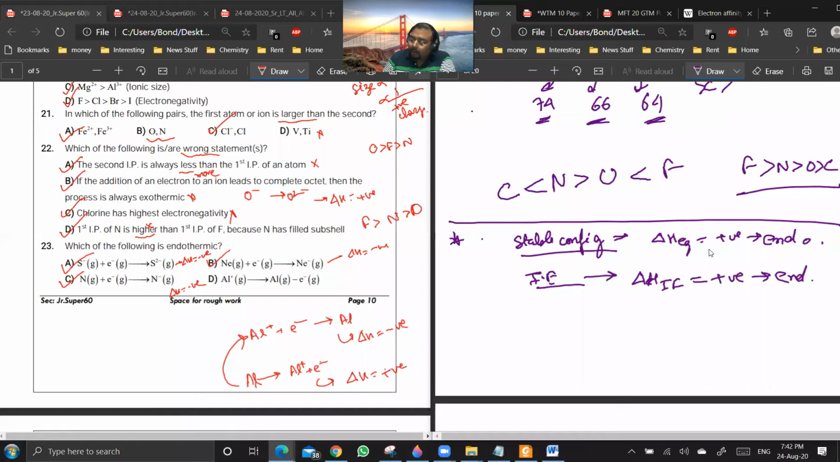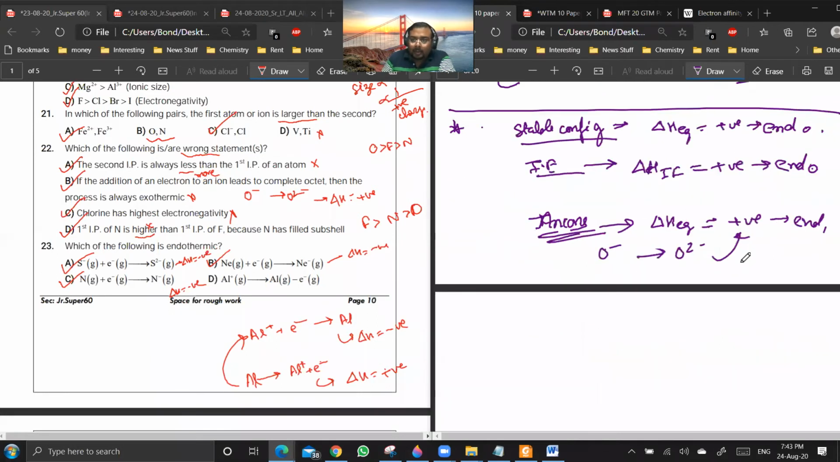Third thing, for anions. If you are talking about electron gain enthalpy, anions will not readily take electrons because inter-electronic repulsions will increase in that case. I have told you that except the first electron affinity, all other electron affinities will have positive values, meaning electron gain enthalpy will be positive. You have to give energy to form a higher negative charge ion. It will be endothermic for anions. So if O minus is going to O2 minus, then it will be positive only.